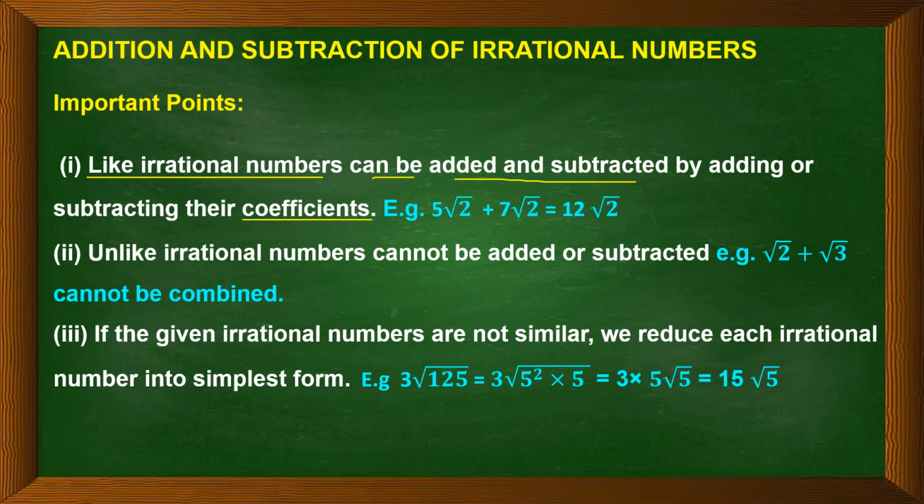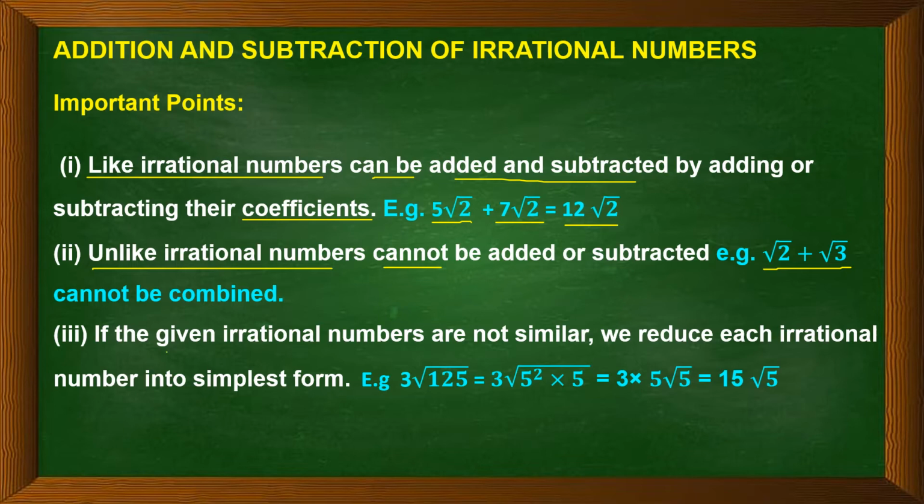For example, we have 5 root 2 plus 7 root 2. Both are like irrational numbers because they have the common irrational factor, that is root 2. So 5 plus 7, that is 12 root 2, is the answer. Further, unlike irrational numbers cannot be added or subtracted. For example, we have root 2 plus root 3. They cannot be combined together because we don't have any common irrational factor.